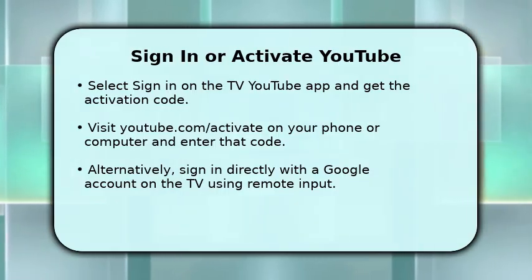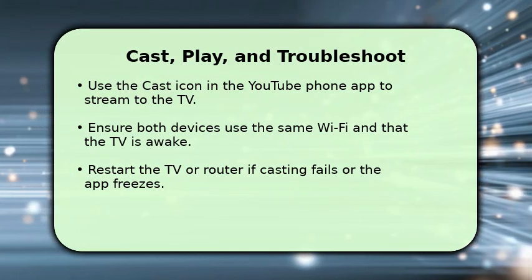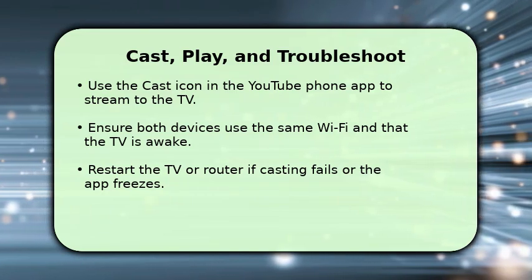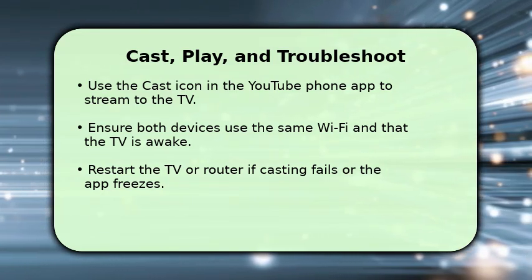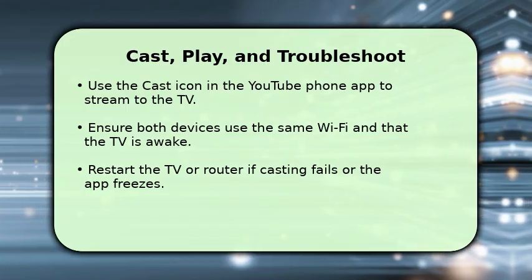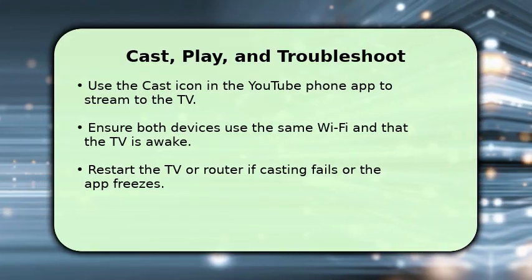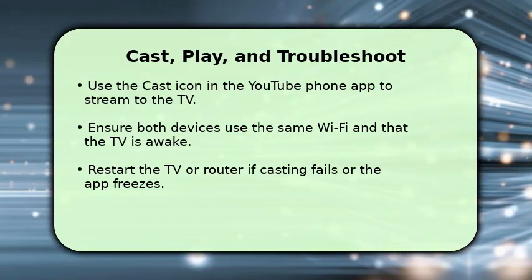With the account linked, open YouTube on your phone and tap the cast icon. Choose your OnePlus TV name from the device list to start streaming instantly. Use the phone as a remote to browse, cue videos, and adjust volume while the TV plays.